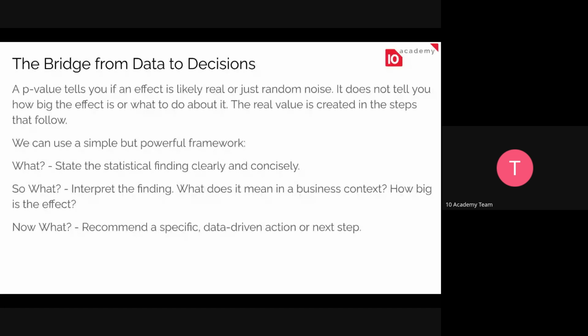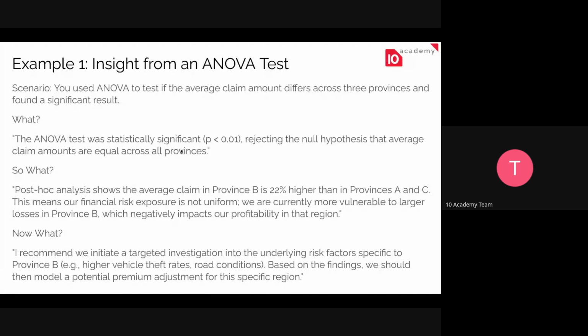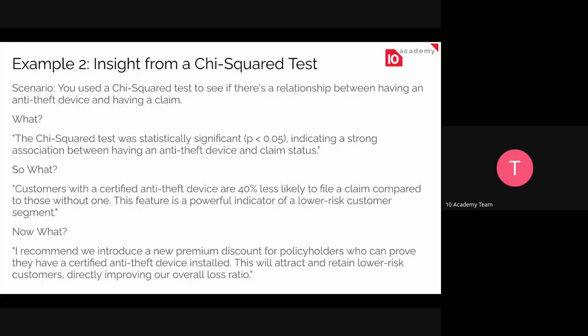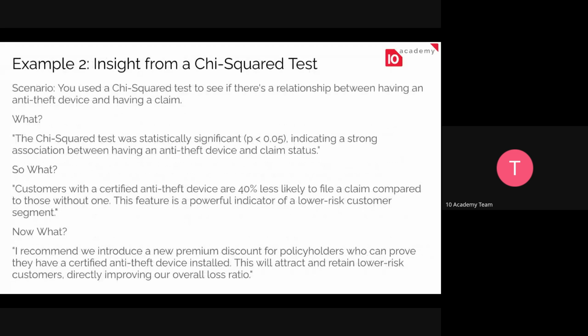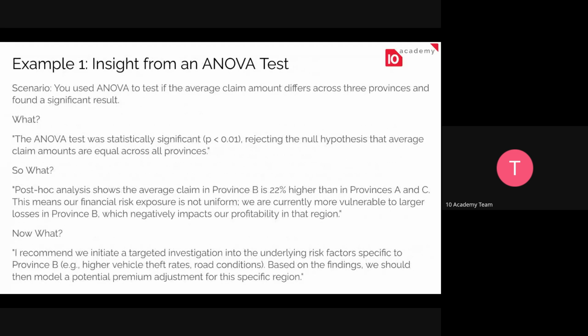So now, what is going to help you communicate a recommendation that is data-driven? You will recommend a specific data-driven action, or a next step that you would like to see. Having this understanding is going to help you a lot when you work with data. So with this framework, let's see two examples, one with the ANOVA test and the next one with the chi-squared test, and we will suggest some common pitfalls to avoid and some good things to follow. So let's start with example one, which is insight from the ANOVA test.